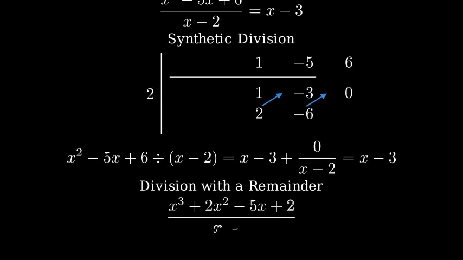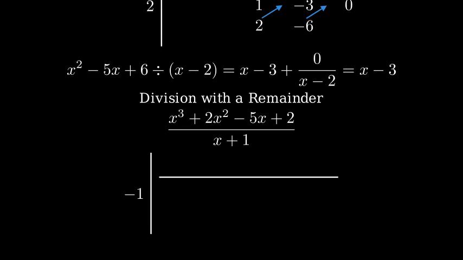Divide x cubed plus 2x squared minus 5x plus 2 by x plus 1. We'll use synthetic division again, with a equal to negative 1, since x plus 1 equals x minus negative 1. We write the coefficients: 1, 2, negative 5, 2. Bring down the 1. Multiply 1 by negative 1 to get negative 1, and add it to 2 to get 1. Multiply 1 by negative 1 to get negative 1, and add it to negative 5 to get negative 6. Multiply negative 6 by negative 1 to get 6, and add it to 2 to get 8.